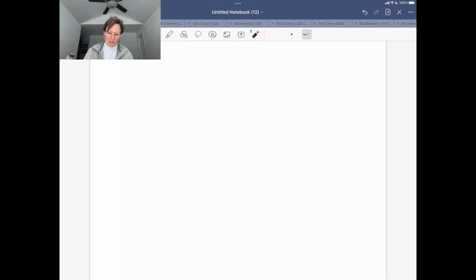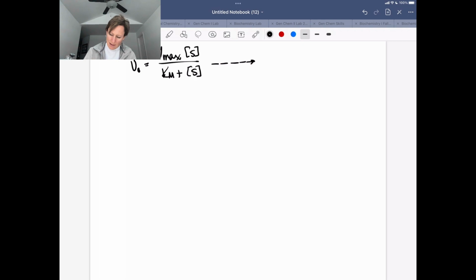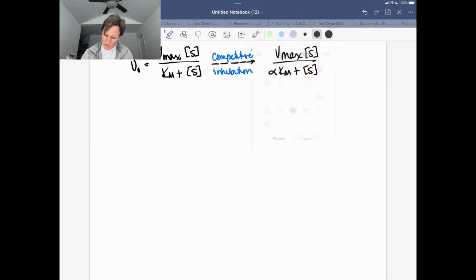modifying our standard Michaelis-Menten equation. Okay, so remember, here's our standard Michaelis-Menten equation. V naught equals Vmax times substrate concentration over Km plus substrate concentration. Okay, so when we think about mapping on competitive inhibition, here's what happens. We get Vmax times substrate concentration over alpha times Km plus the substrate concentration. So this is where this potency factor comes in.